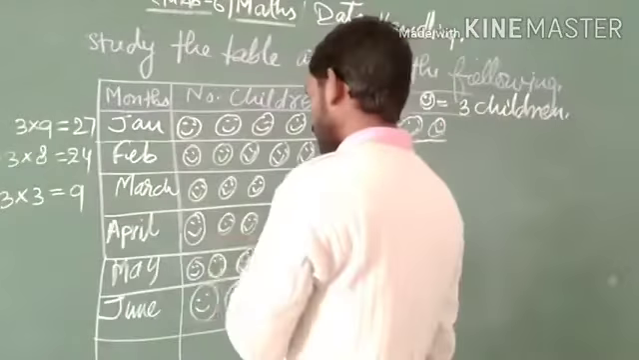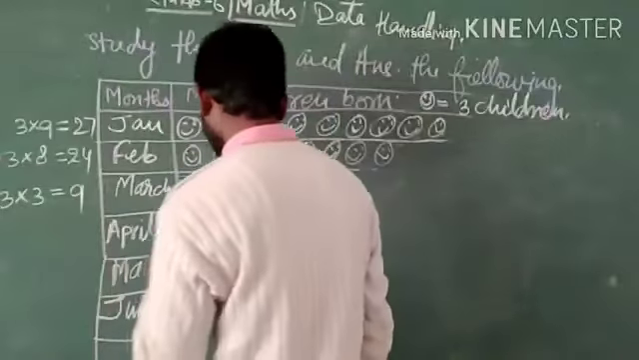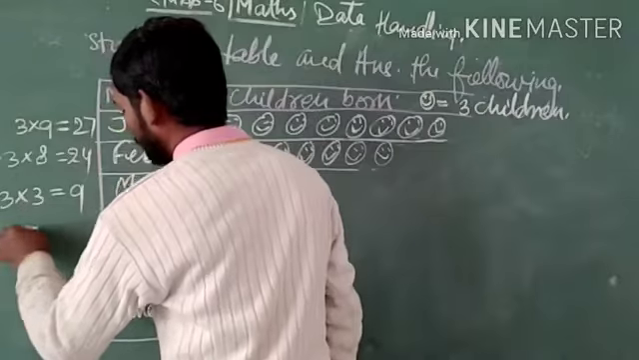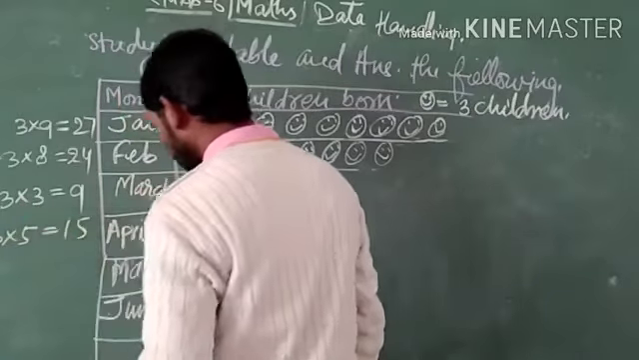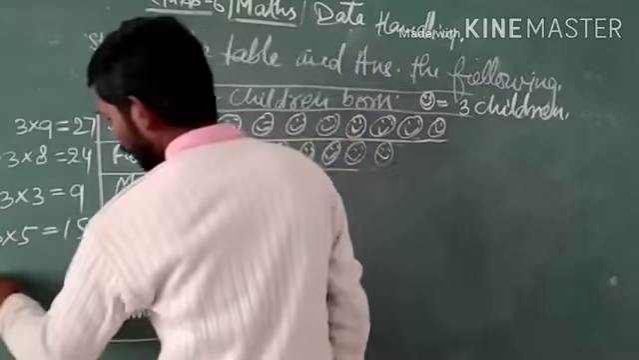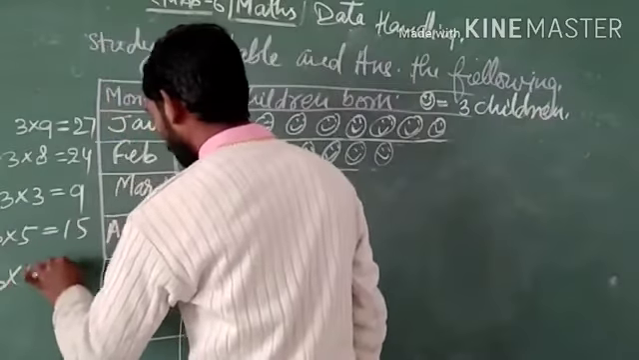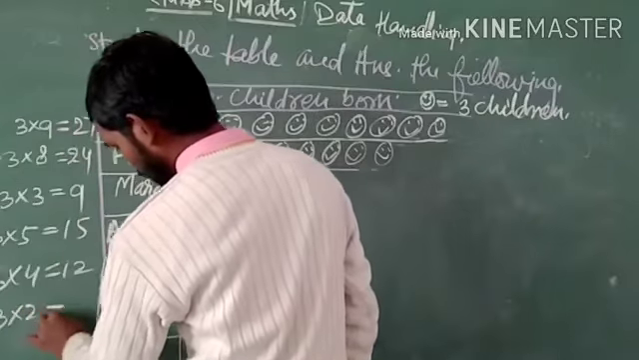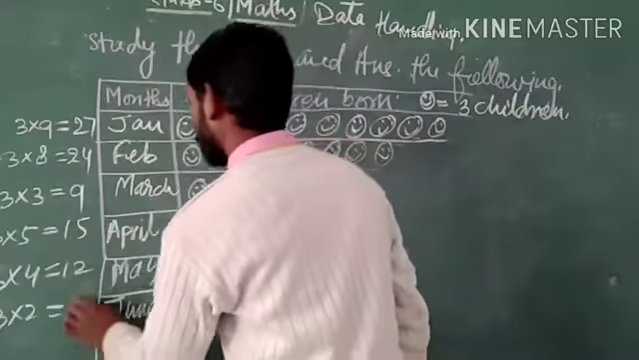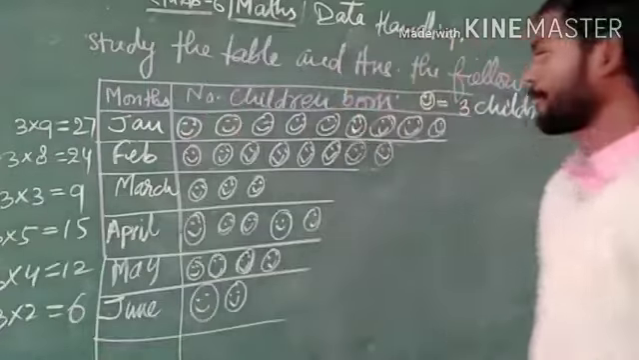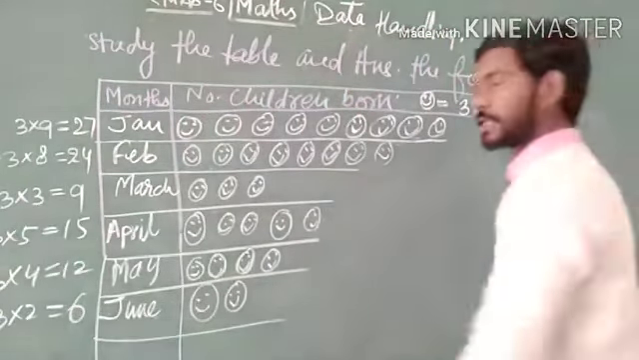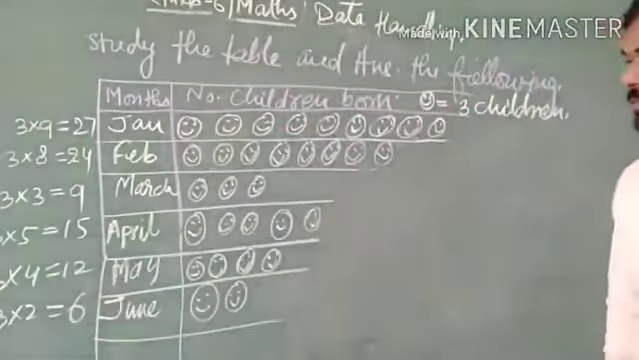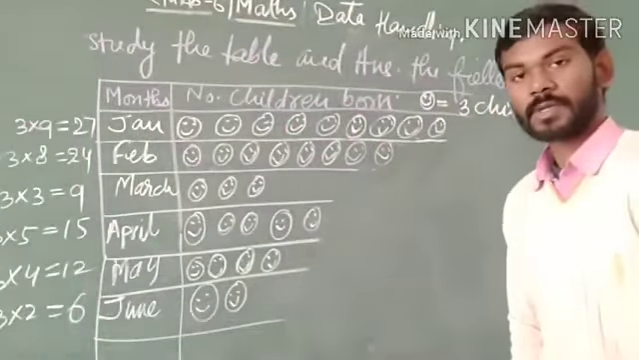Similarly, in the month of April there are 5 smileys. Therefore, 3 multiplied by 5 is equal to 15 children. In the month of May, 3 multiplied by 4 is equal to 12 children. And at the last, 3 multiplied by 2 is equal to 6 children born in the month of June. So these are the number of children born in the respective months.